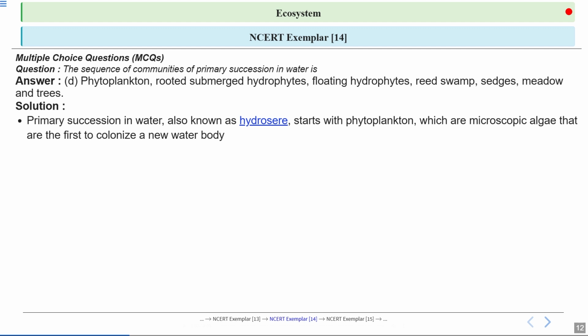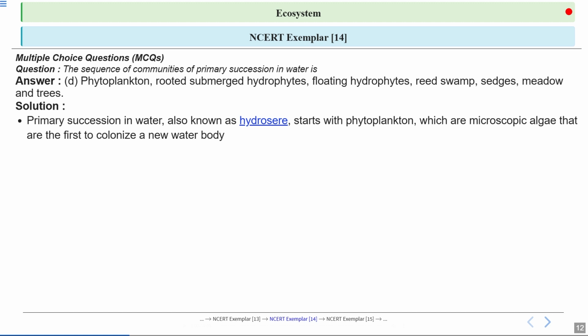a pond or a lake. The very first organism to arrive and grow are microscopic floating algae called the phytoplankton. Now, these tiny photosynthesizing creatures are the pioneers, arriving in the new nutrient-poor water and beginning the process of building up the organic matter. So primary succession in water is known as the hydrosphere. It starts with phytoplankton, which are the microscopic algae. They are tiny plant-like organisms. They can carry out the process of photosynthesis.